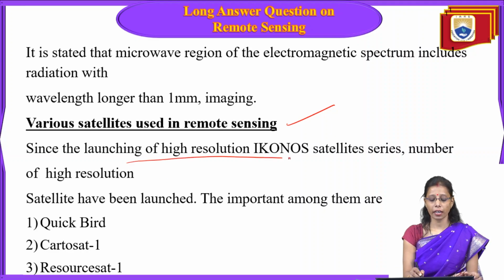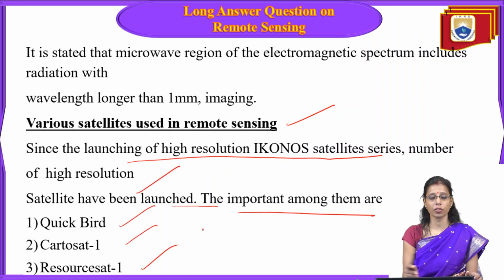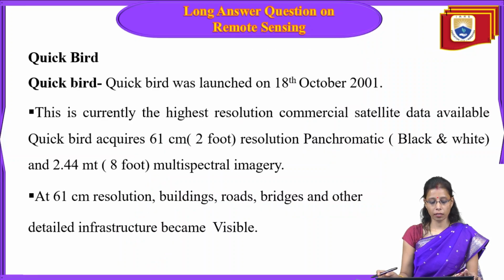Since the launching of the high resolution IKONOS satellite series, a number of high resolution satellites have been launched. The important among them are QuickBird, Cartosat, Resourcesat. These are the three satellites and sensors which are used in the new trend of sensor systems. Now, QuickBird is a very high resolution imagery.